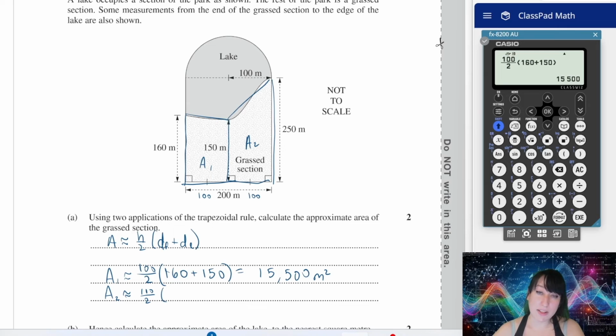Now if I call this one area 2, we're going to get approximately 100 over 2. And the parallel sides here are the 150 and the 250. So that's about 20,000 square meters. So the entire grass section would be the sum of those two, 35,500 square meters.